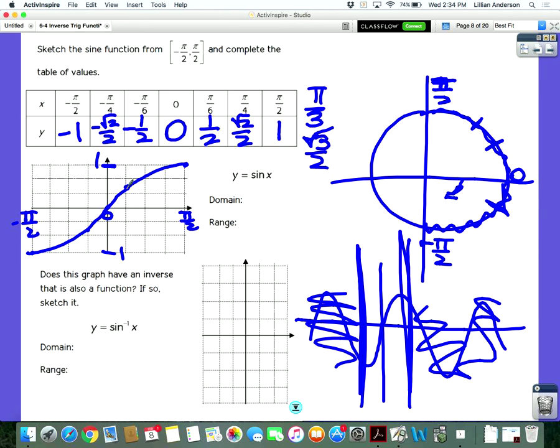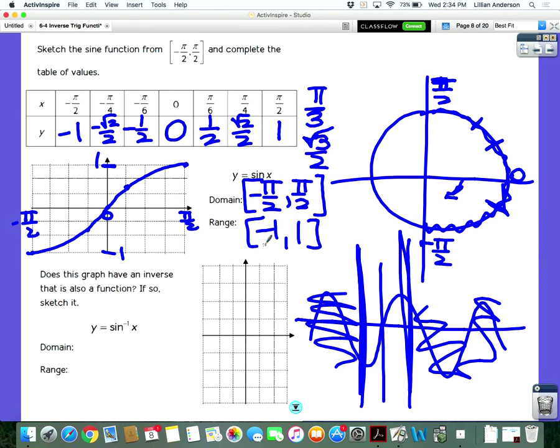What is the domain of this function, of this restricted sine? Negative pi over 2 to pi over 2. Are they included? Yes. What's my range? Negative 1 to 1. Are they included? That is going to have to be your domain if you want to do any type of inverse work with sine. That's going to have to be your range.